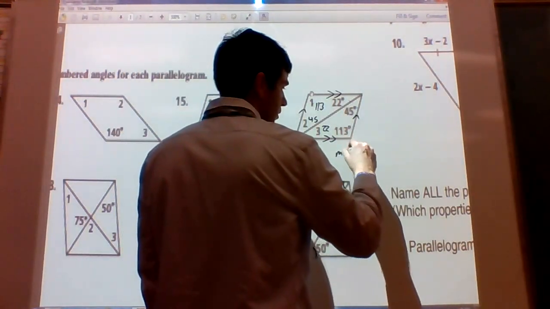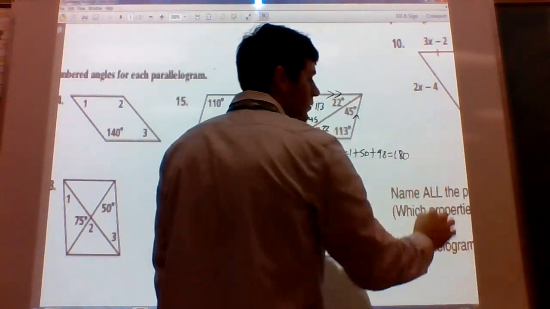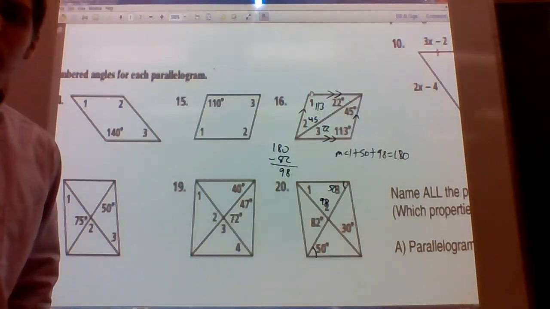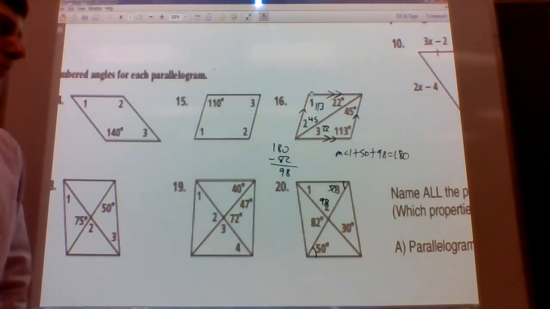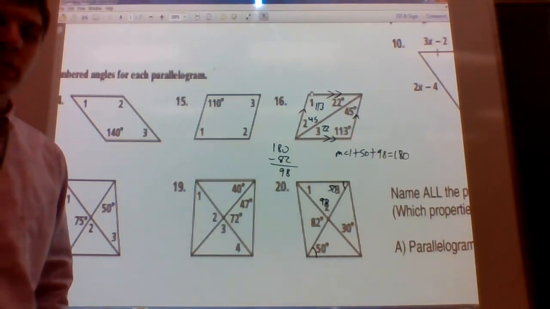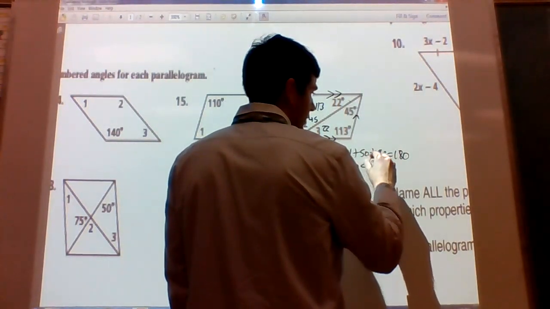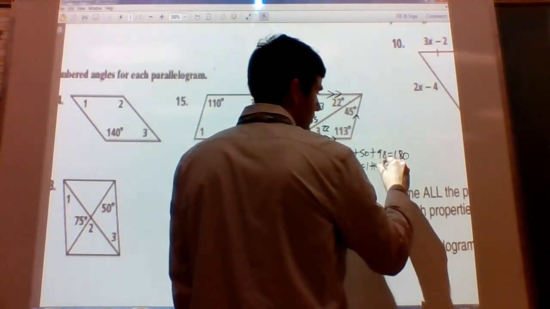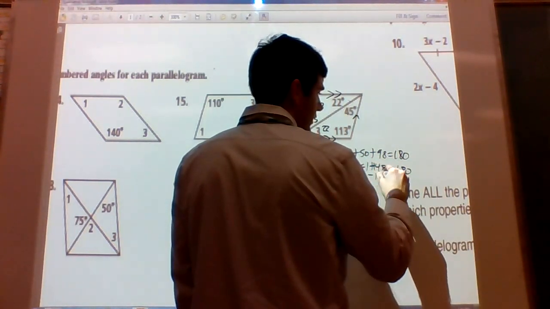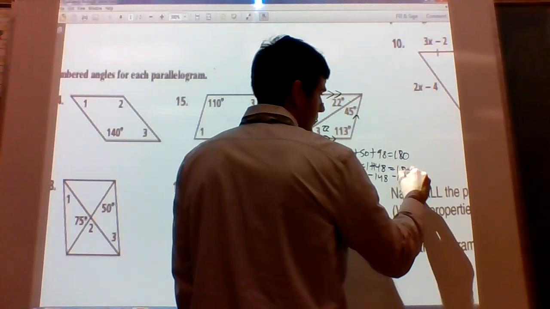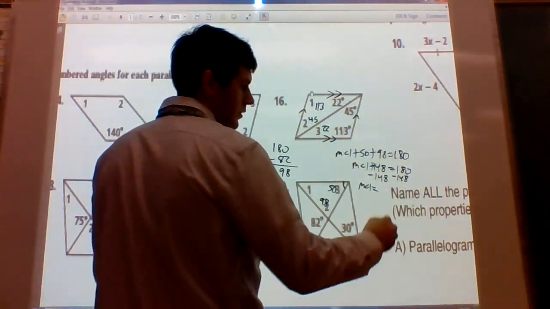Okay, the measure of angle 1 plus 50 plus 98 is going to equal 180, because the three interior angles of a triangle add up to 180 by the triangle sum theorem. 50 and 98 gives us 148. We subtract 148. We get the measure of angle 1 is going to equal 32.